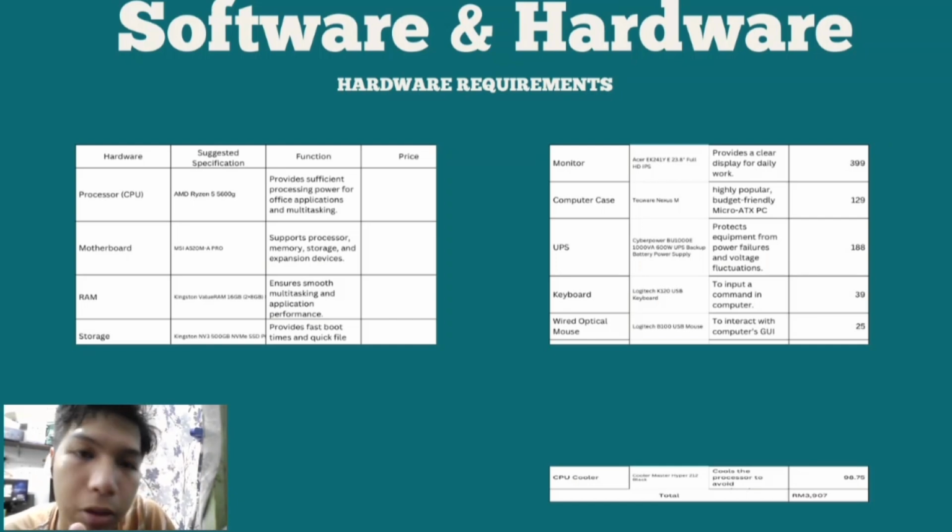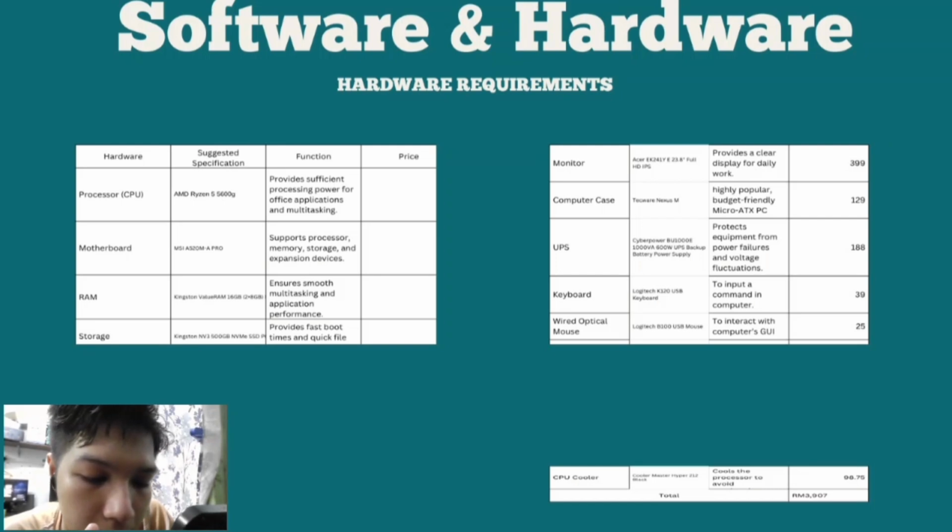For the mouse, we go with the wired optical Logitech B100. The Logitech B100 is a reliable wired optical mouse with plug and play functionality. It requires minimal maintenance and is suitable for classroom use.